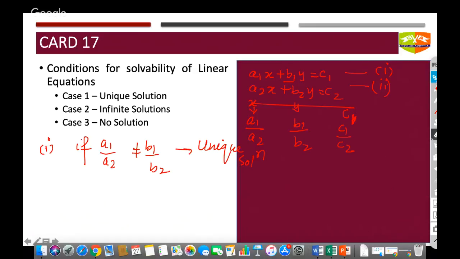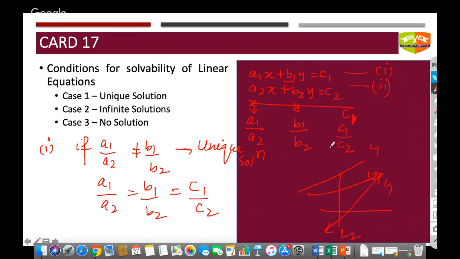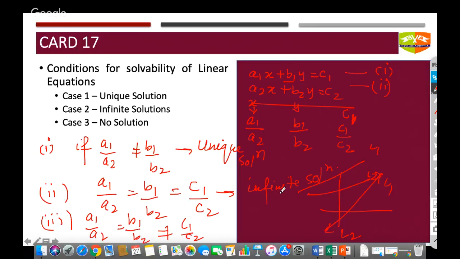In exactly the opposite case, when slopes are equal, there are two possibilities. If a1 by a2 is equal to b1 by b2, it means that either the lines are coinciding, like this, l1 and l2, or the lines are parallel to each other. When the lines are coinciding, everything has to correspond, so the second case is a1 by a2 equal to b1 by b2 equal to c1 by c2, which will give you infinite solutions. The third case is a1 by a2 equal to b1 by b2 and not equal to c1 by c2. Here c1 and c2 relate to the y-intercepts. So if the y-intercepts are not equal and slopes are equal, the two lines are parallel to each other, and if they are parallel you will not get any solution. So no solution here. These are the three conditions.